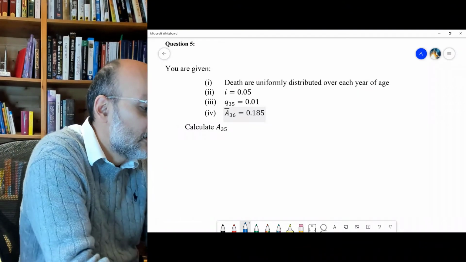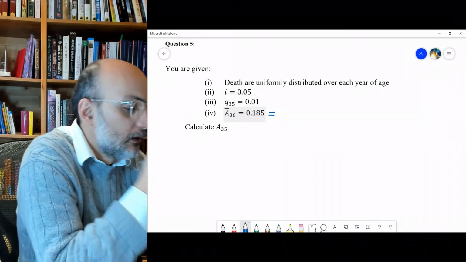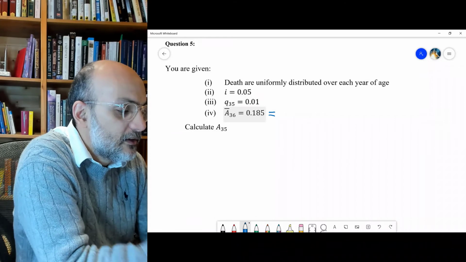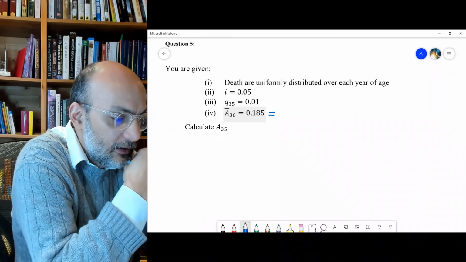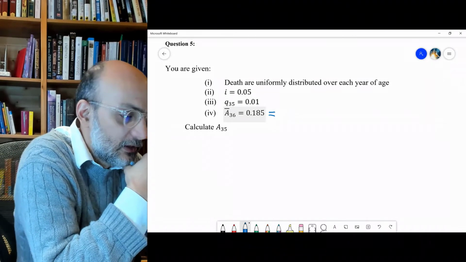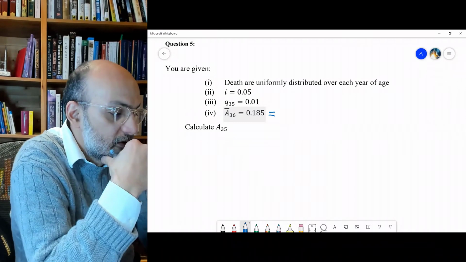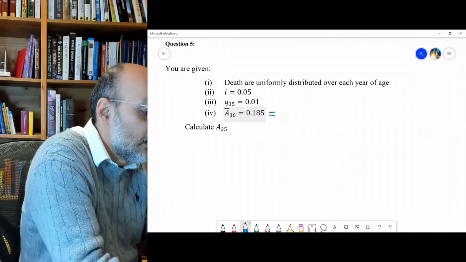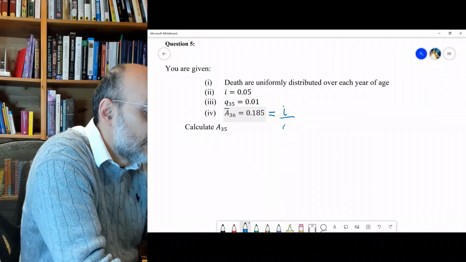So let's start with this one. It's continuous, but the question is about discrete. So let's solve it. Let's make it discrete, so it helps us later on. So the continuous is always equal to i over delta times the discrete.